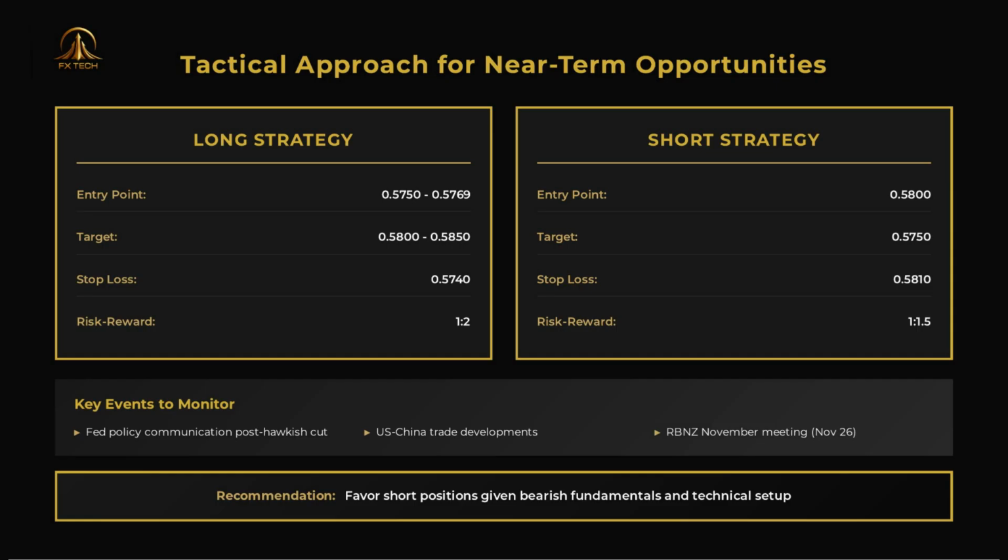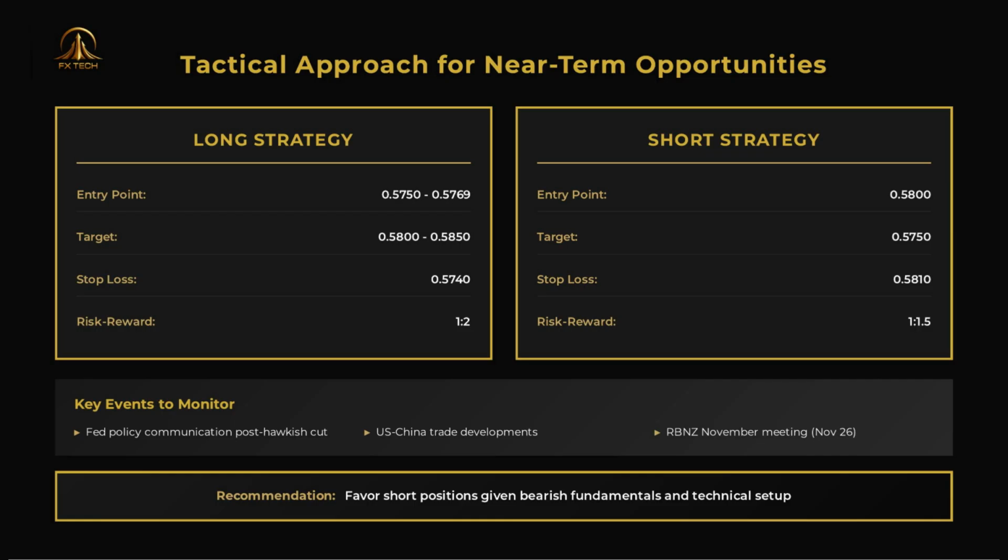For short-term traders looking at a 1 to 2 week horizon, we have 2 distinct strategies. The long strategy targets entry between 0.5750 and 0.5769, which represents the support zone. The target range is 0.5800 to 0.5850, with a stop loss at 0.5740, providing a favorable risk-reward ratio of 1 to 2.